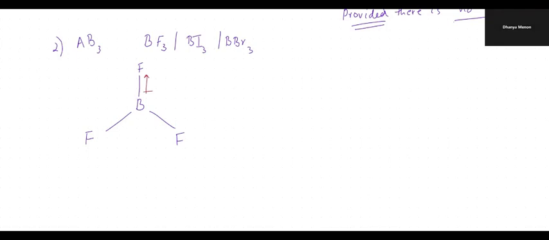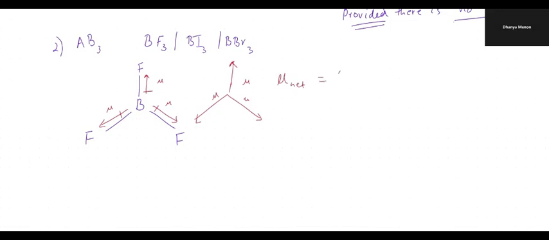Then fluorine is more electronegative, so the dipole goes from less electronegative boron to more electronegative fluorine. This is the direction of the dipole. Consider the three individual dipoles as mu, mu, mu. These individual dipoles are in opposite directions, so they cancel each other. So mu net is equal to 0.